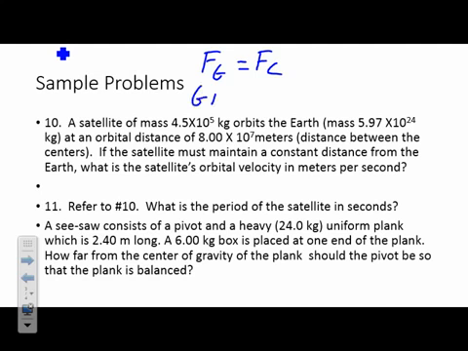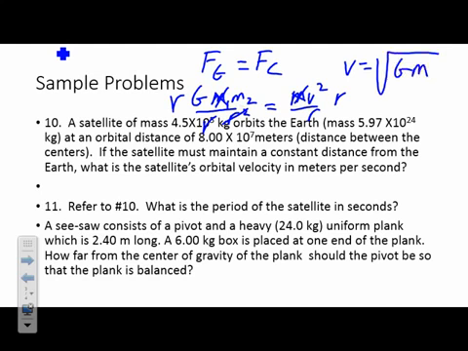We know this is G M1 M2 over R squared. And we know centripetal force is m v squared over R. The masses that cancel here are the masses of the satellite. So if we solve this out for velocity, this is R squared here by the way, multiply both sides by R. When we do this solving out, we end up with V equals the square root of G times the mass, in this case of the Earth, over radius. So we plug and chug.